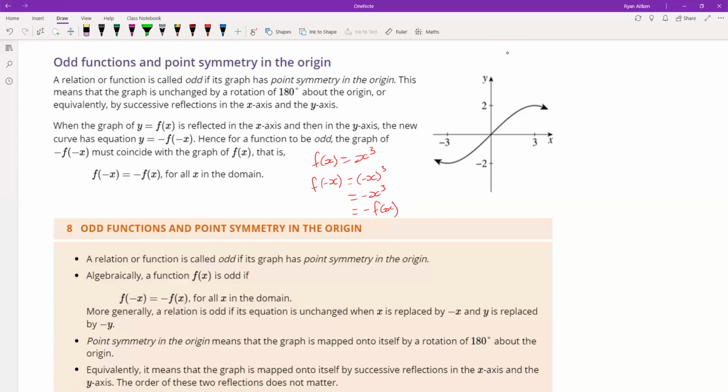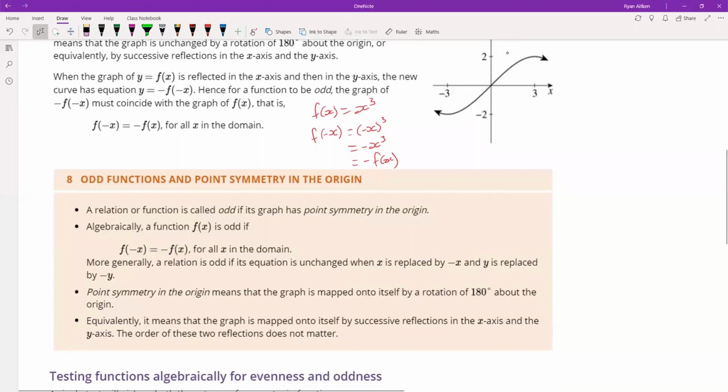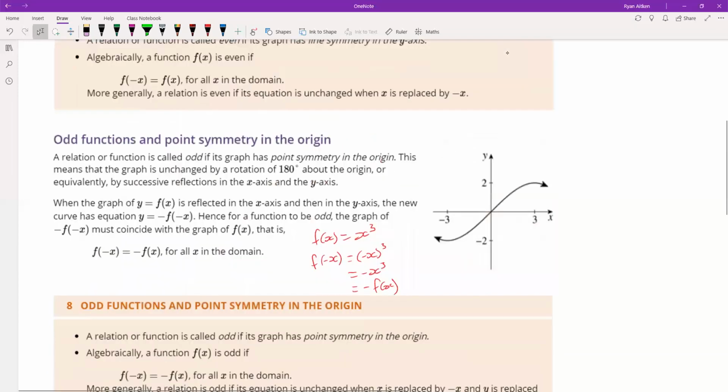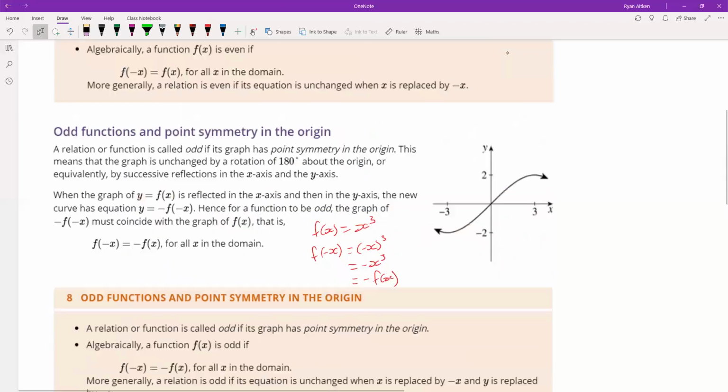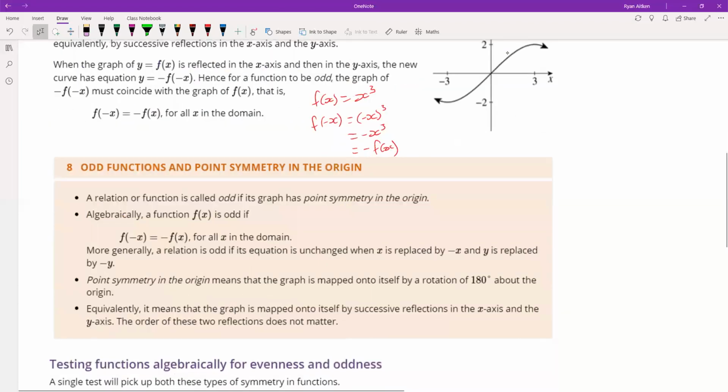Odd functions and point symmetry in the origin. This is just the notes basically stating what we've just said.